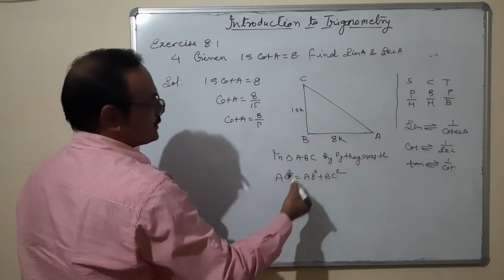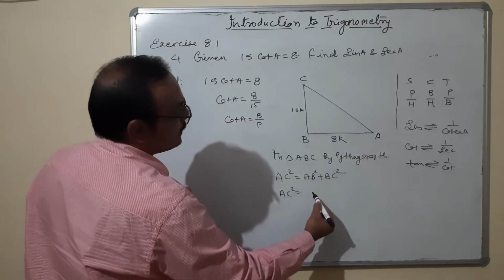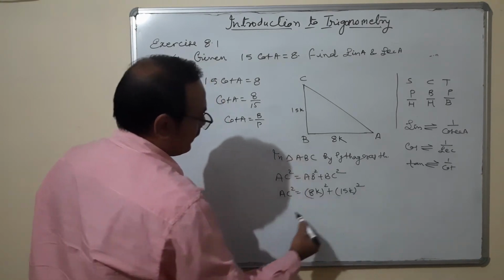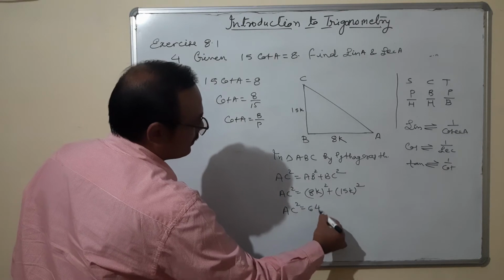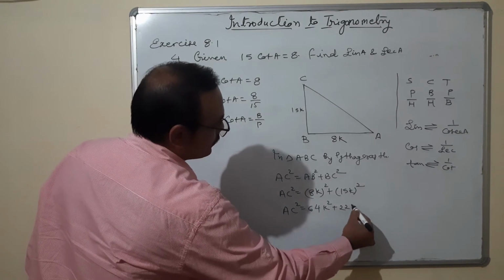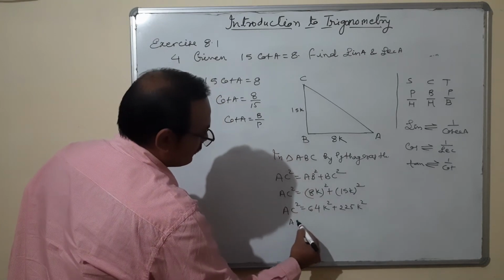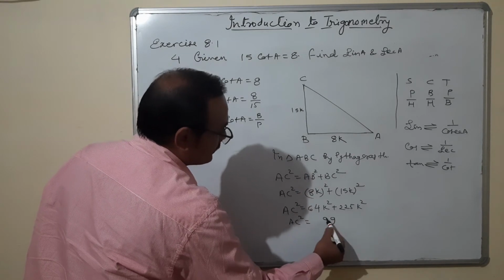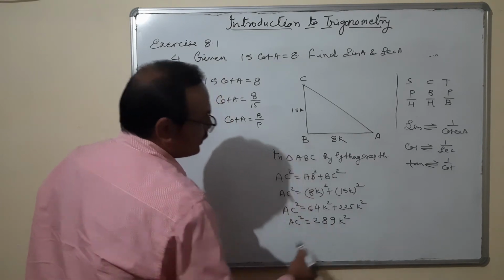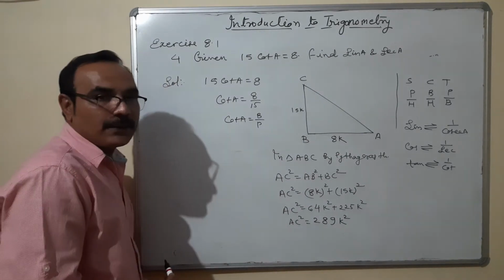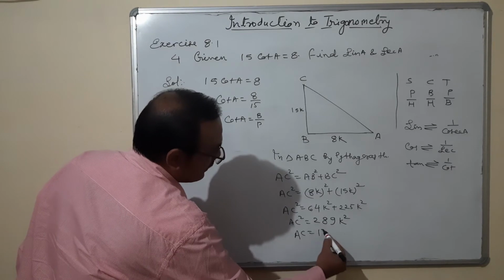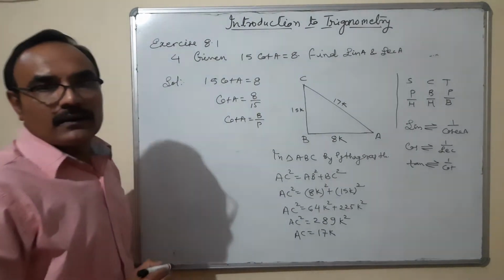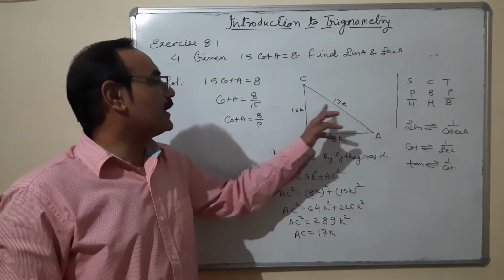AC square is equal to AB square plus BC square. AC square as it is, what is the value of AB? It is 8k whole square plus 15k whole square. So that means AC square is equal to 64 k square plus 225 k square. Therefore, AC square is equal to 289 k square. 289 is a square of 17. So I write here AC is equal to 17k. Now we got the third value also: 8k, 15k and 17k.